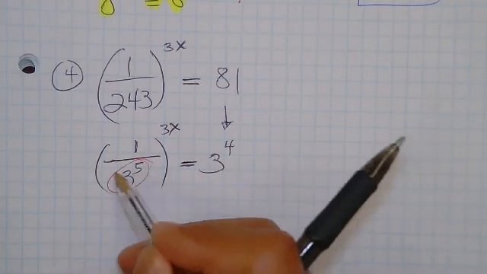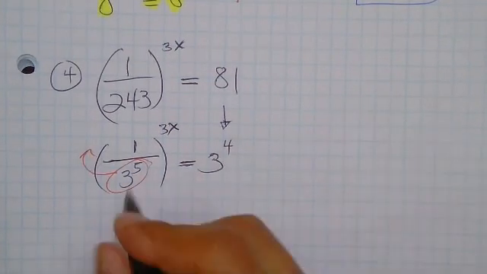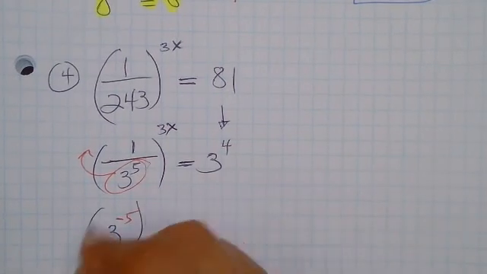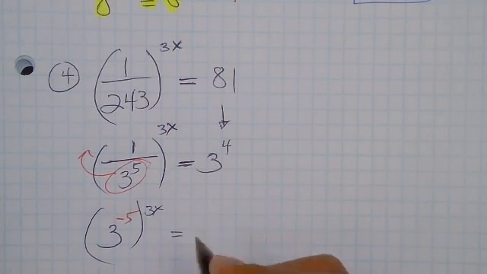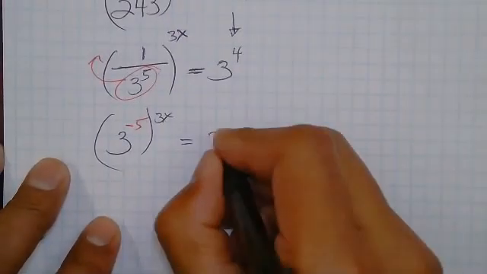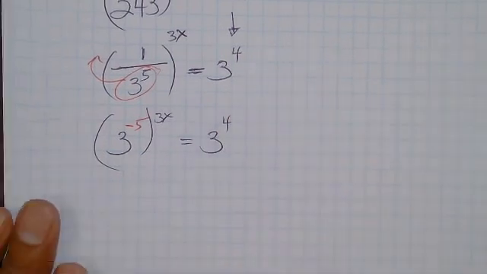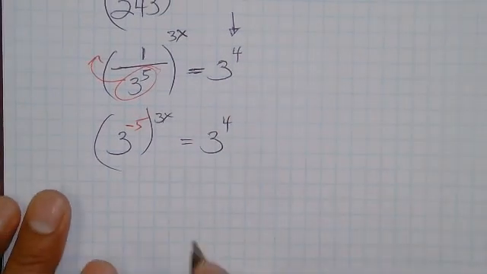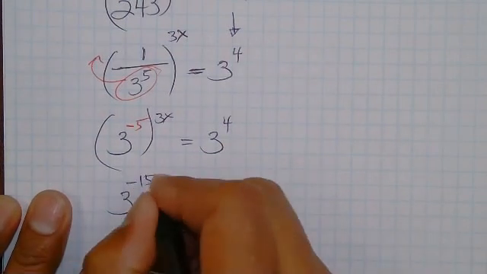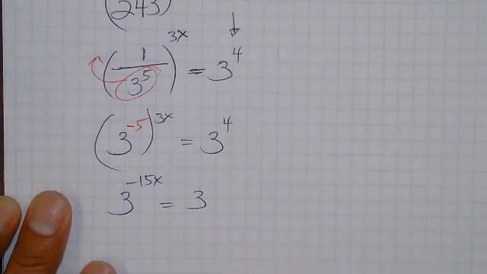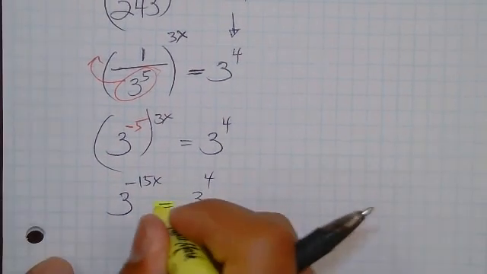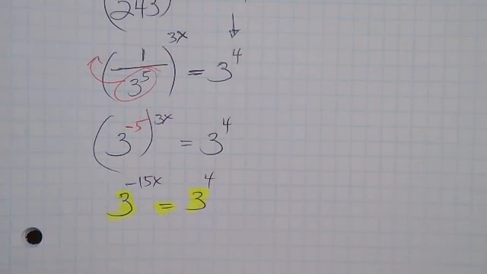Now what? This 3 to the power of positive 5 moves up. What happens when that moves up? 3 to the power of negative 5. But what is that? What else is up there? Okay, we're almost there. What is it going to be? 3 to the power of negative 15x equals 3 to the power of 4.